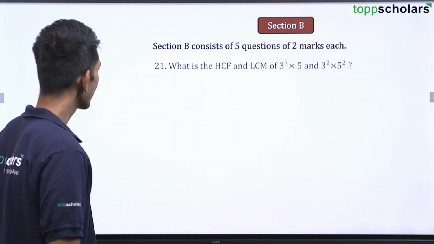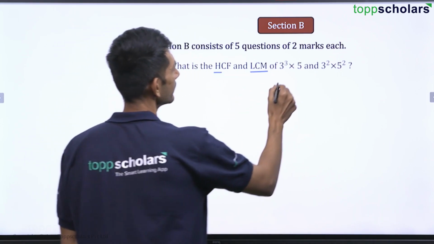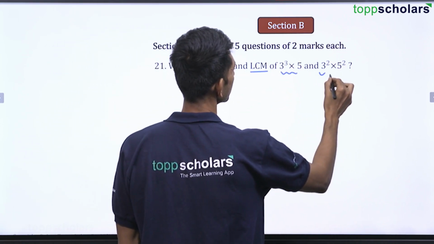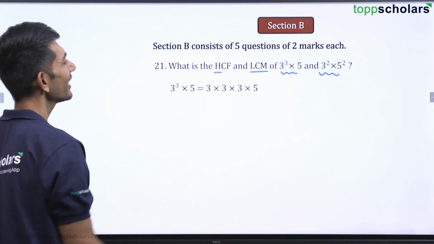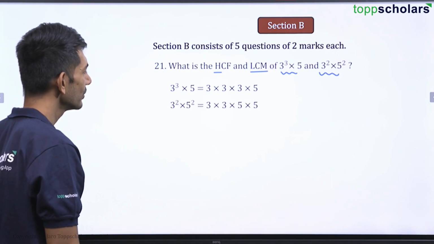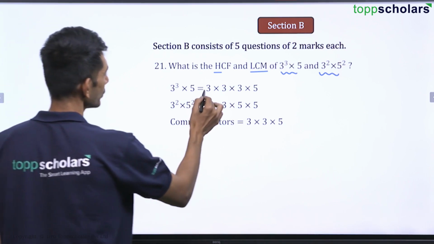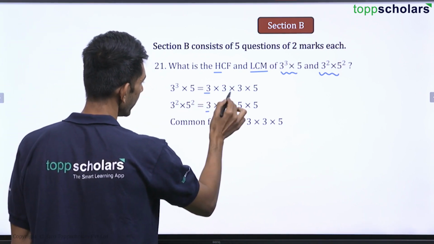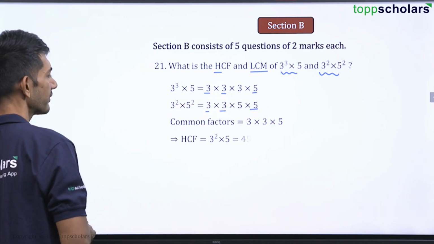Perfect. Let's have a look at a new question now. It says, what is the HCF and LCM of these two numbers? HCF and LCM. Now this is very simple, isn't it? So we have 3 raised to 3 multiplied by 5 and 3 raised to 2 multiplied by 5 raised to 2. So what will be the HCF? HCF will be the common factors. So you will have 3 into 3 into 5. 3 3s are 9, 9 5s are 45.